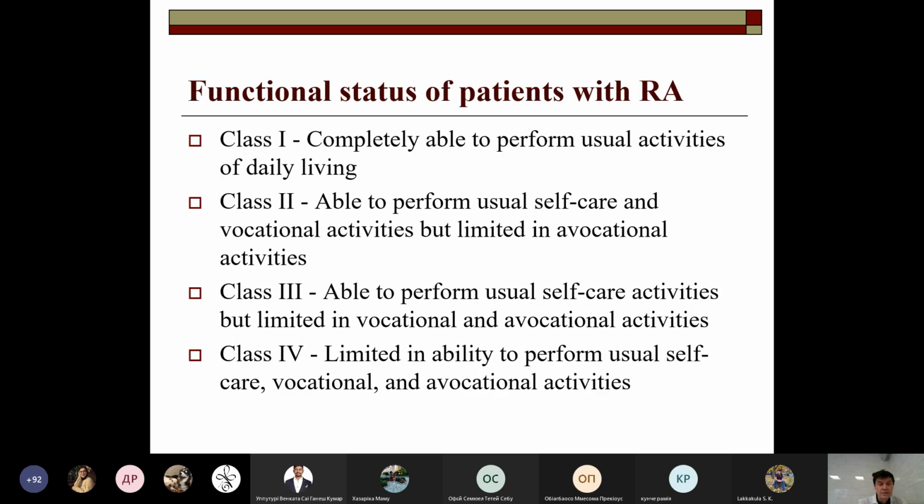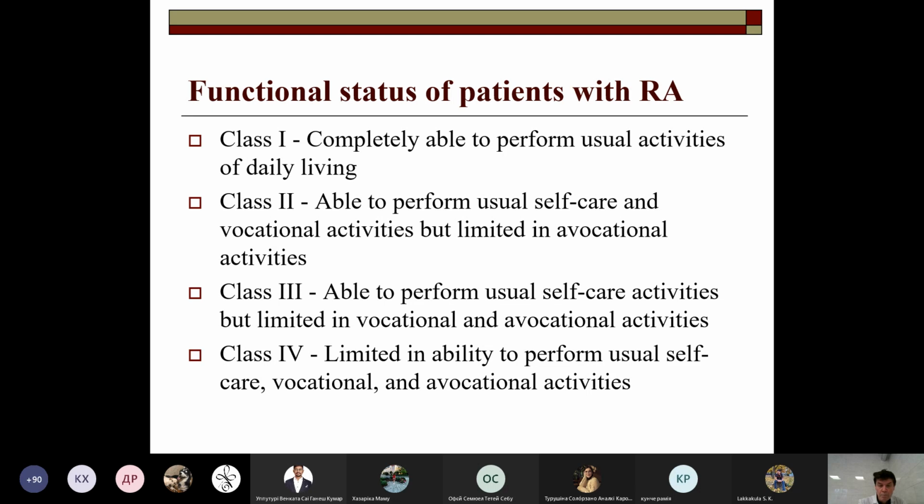On the next slide, you can see the classification of the functional status of patients having rheumatoid arthritis. A quite simple classification can be applied for all patients having arthritis, not only rheumatoid arthritis and osteoarthritis. Class 1 through class 4 sequentially classify the loss of professional or vocational activity.